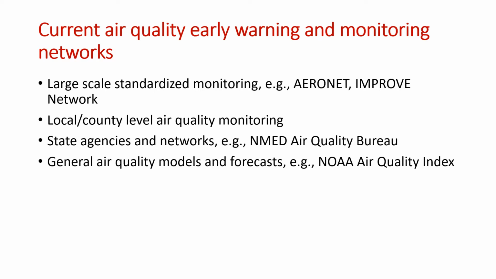There are a number of current air quality, early warning, and monitoring networks that operate across scales. These include large-scale standardized monitoring like AeroNet and the Improved Network, also local, county, and state agencies and networks that are largely regulatory agencies aimed at ensuring that air quality standards are met. There are also a number of general air quality models and forecasts, for instance, the NOAA Air Quality Index.